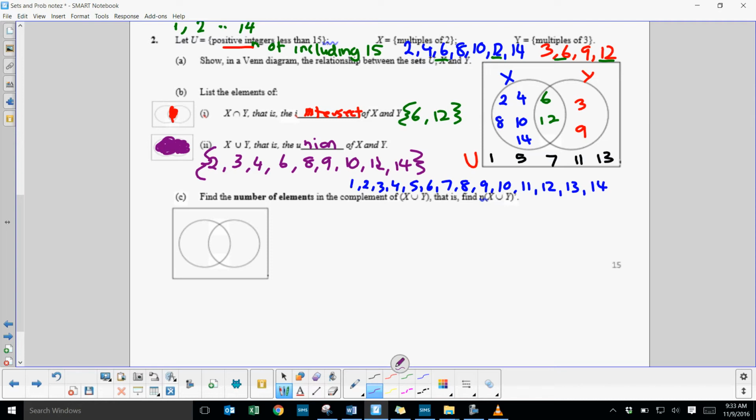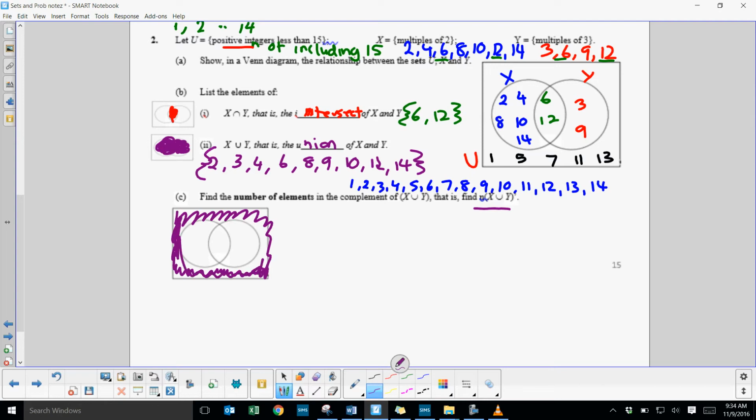So that's B finished. C, find the number of elements in the complement of X union Y. That is, find n(X ∪ Y)'. So if it helps, write out (X ∪ Y)'. What they're asking for is not what are the numbers outside of the two circles, they're just asking how many there are. So if it says find the n of something, you need to count it.